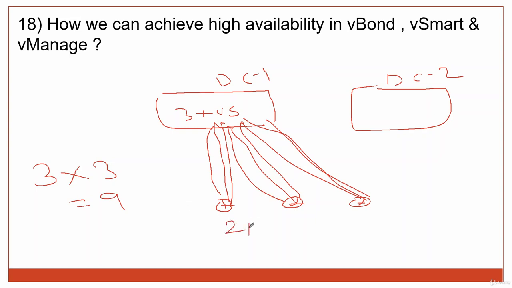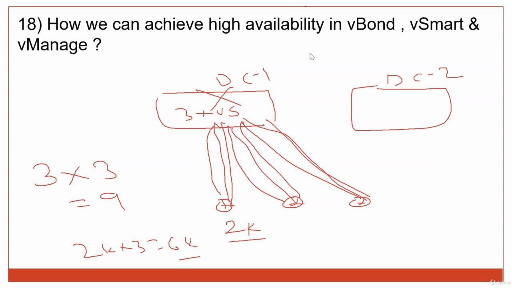Now think, if you have 2000 devices, then your number of connections will become 6k. Number of connections means number of control connections. 6000 control connections you are managing unnecessarily, and if for any reason this data center is down, you don't have redundancy. So this is not a scalable design.